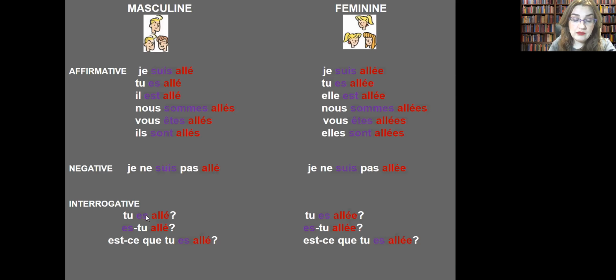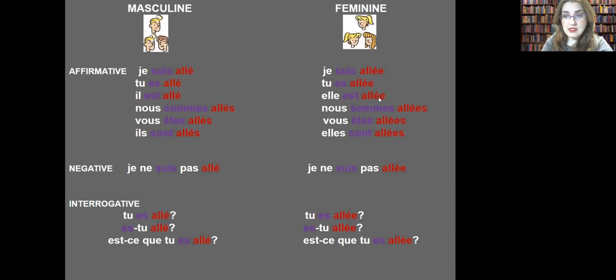For the interrogative form, or question form, we either use intonation, tu es allé, or we use inversion, es-tu allé? We invert the subject and the verb. Or we use est-ce que tu es allé? We start with est-ce que, then subject, and then verb.